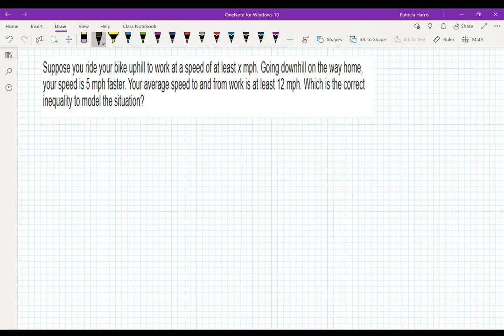Now, you travel that first part at X miles an hour. So that first part of your journey takes you at a rate of X miles per hour. Then on the way home, you get to go downhill. So that's going to add 5 miles to your speed. Okay. Now, you have 2 parts of your journey. And then you want your speed to be at least 12 miles per hour.